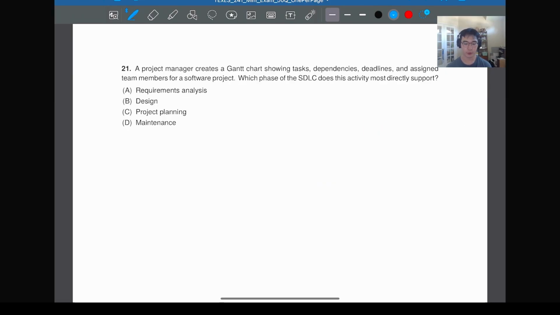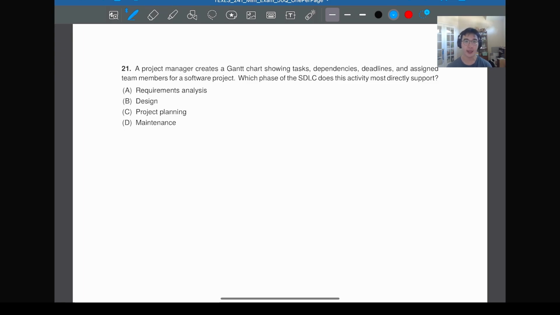All right, question number 21. A project manager creates a Gantt chart showing tasks, dependencies, deadlines, and assigned team members for a software project. Which phase of the SDLC, or software development lifecycle, does this activity most directly support?